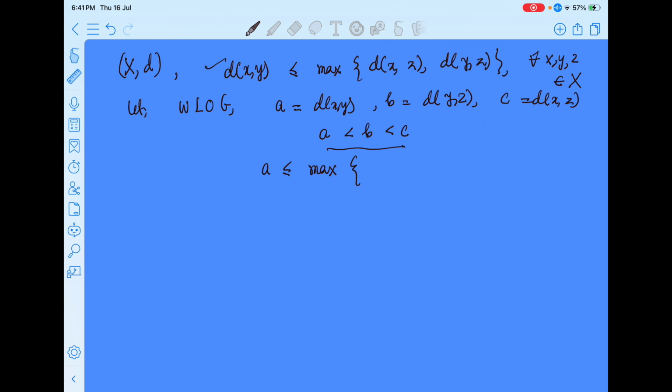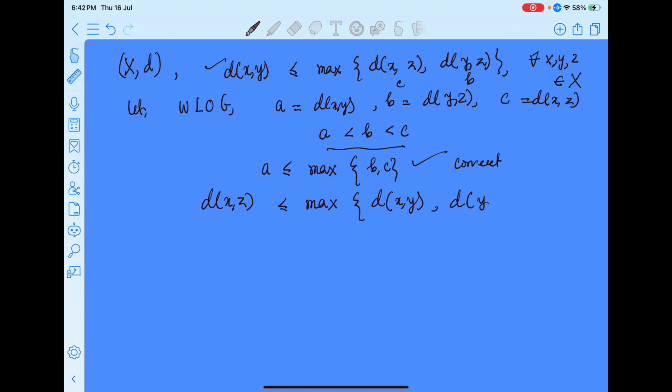Yeah, so this is c, this is b, right? So b comma c, which is correct. But if you reverse, if you put d of y comma z, right? So if you put d of x comma z, which is less than or equal to maximum of d of x comma y comma z, right? Just shifting. It's just shifting.